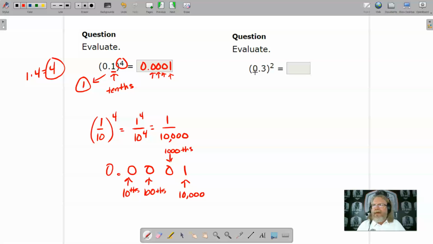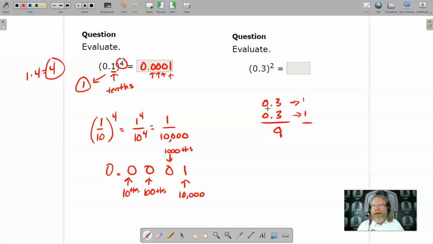So I have 3/10 or 0.3 squared. Now I'm going to treat this one differently. I don't want to set it up as a fraction because I know I'm going to end up with a number that's not so easy to work with like that. So instead I'm going to set it up as 0.3 times 0.3. Well, 3 times 3 is 9. And here I have 1 decimal place, and here I have 1 decimal place.